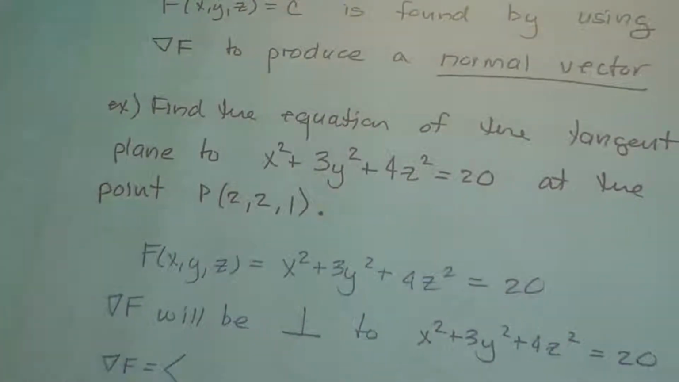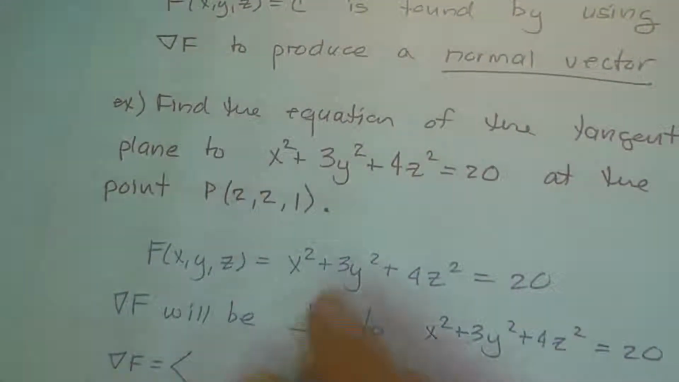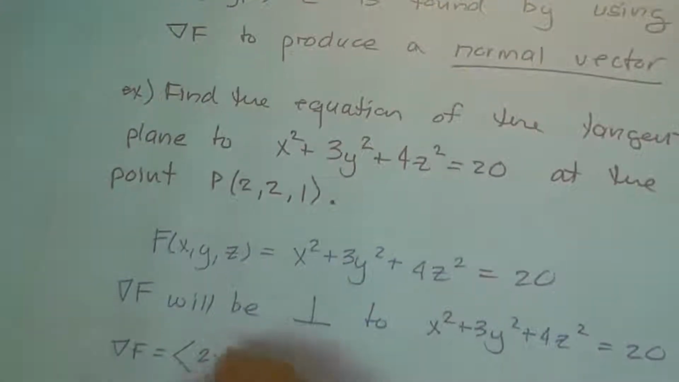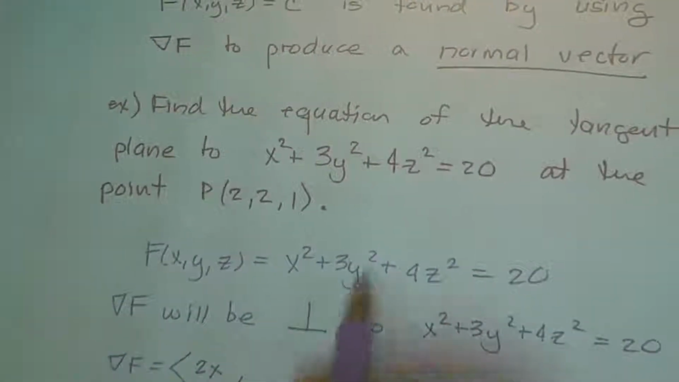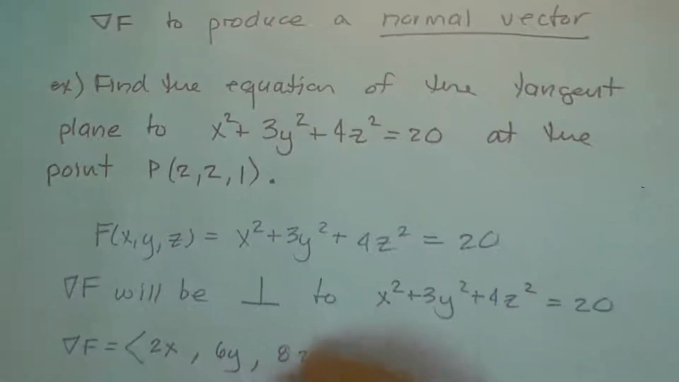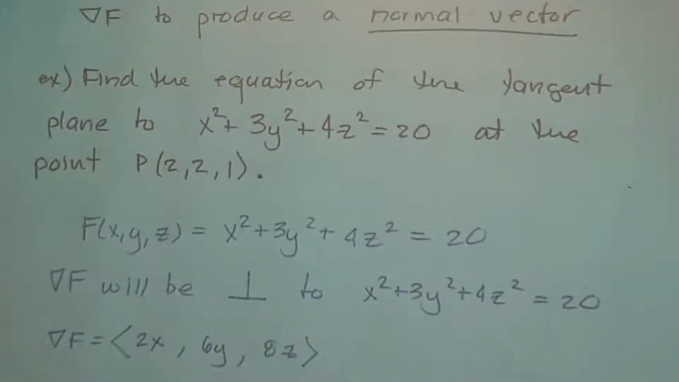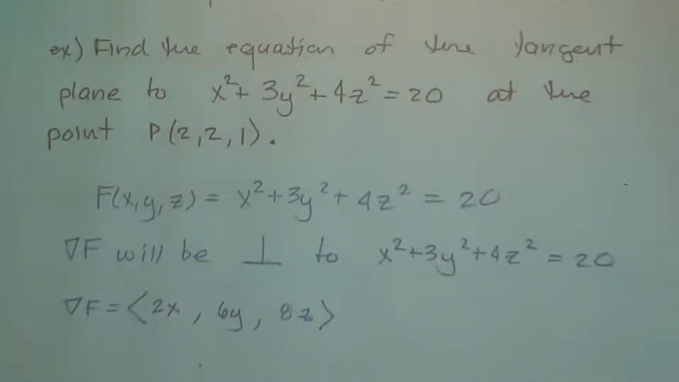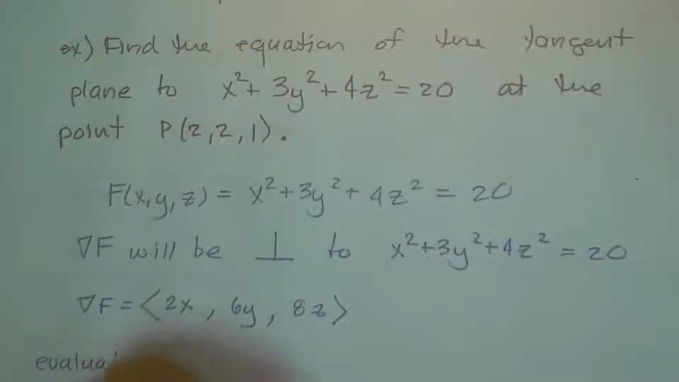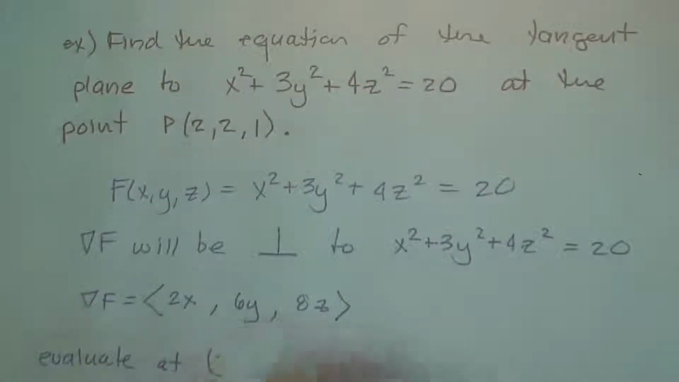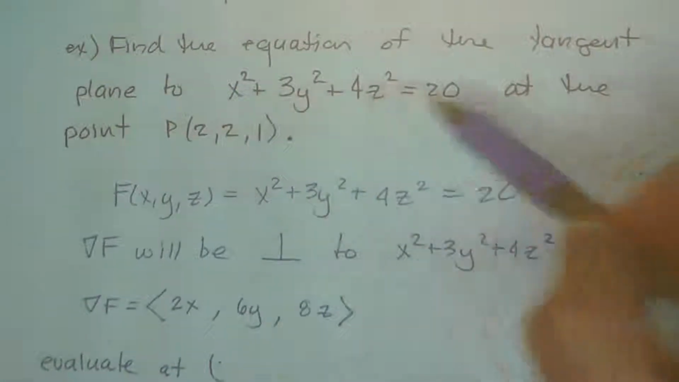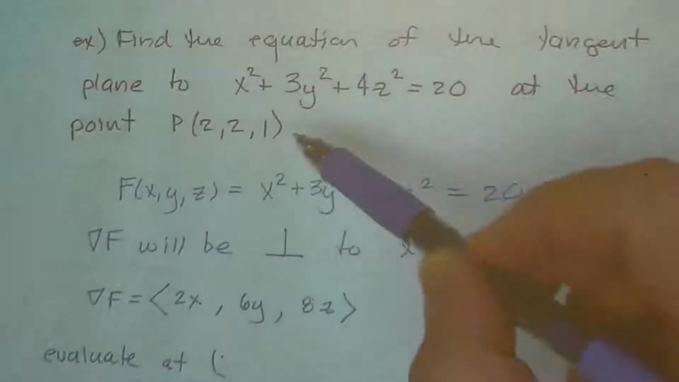Okay? So building my gradient, for the partial with respect to x, you really just go one term at a time. 2x is my i component for the gradient, 6y will be my j component, and 8z is my k component. So then evaluate this at the point given in the problem, since I'm looking to find the equation of the tangent plane to this football at that point on its surface.